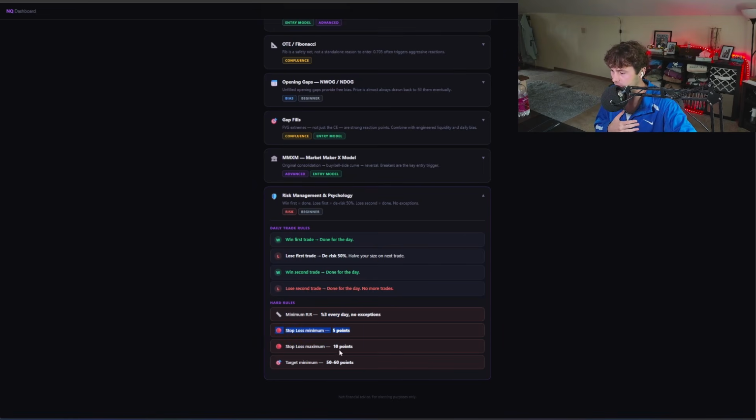Also, I would not recommend doing stop loss minimum, maximum, anything like that. You just want to keep it the size of the rejection block. And I'll show you really quick how you can shrink your stop losses as well for rejection blocks.